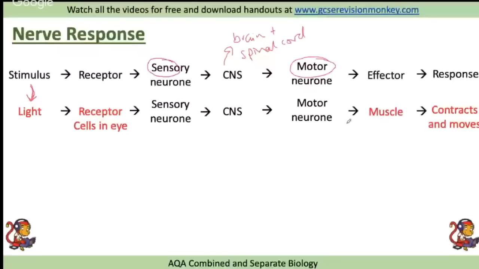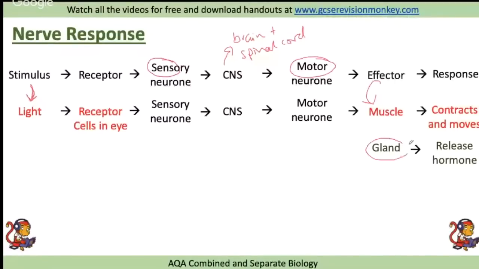Now in this case, I decided to concentrate on an effector being a muscle. There's two things that an effector can be. It can be a muscle or it can be a gland. So interesting link between the nerve and the hormone pathway, in that actually a nervous response can result in a gland being used to release a hormone.